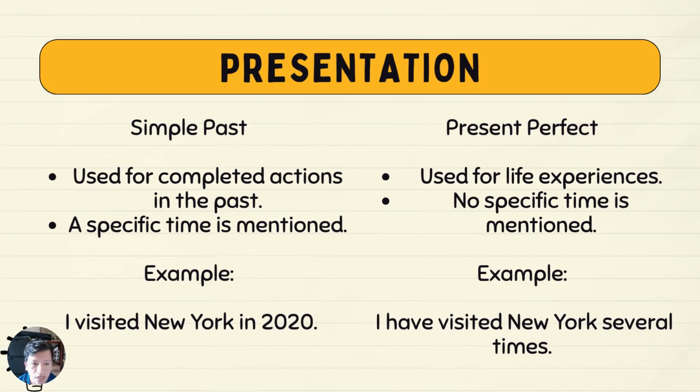Presentation. For the presentation, the grammar focuses on the following. The simple past is used for actions completed in the past when a specific time is mentioned. For example, I visited New York in 2020. The present perfect is used to talk about life experiences when no specific time is mentioned, such as I have visited New York several times.